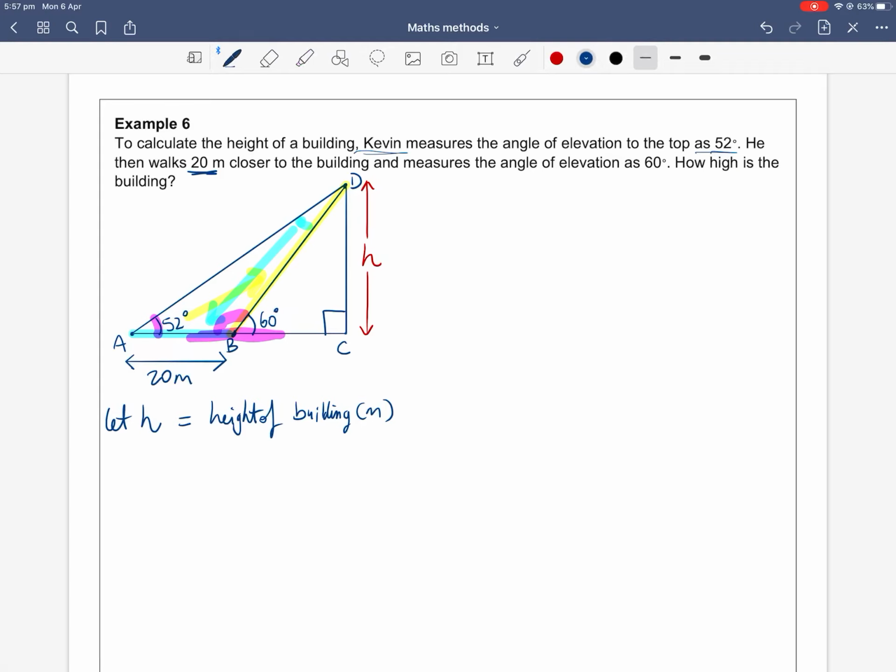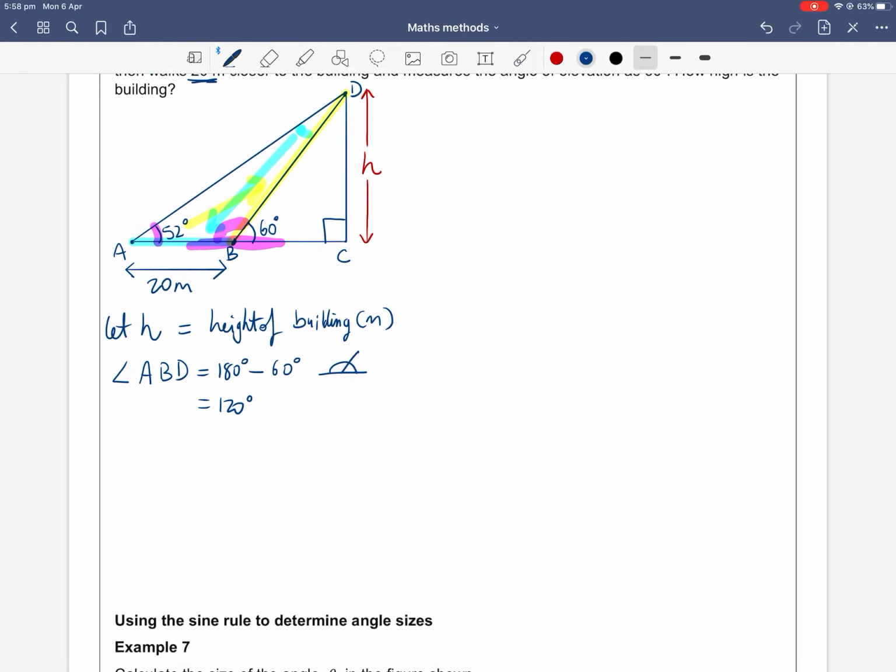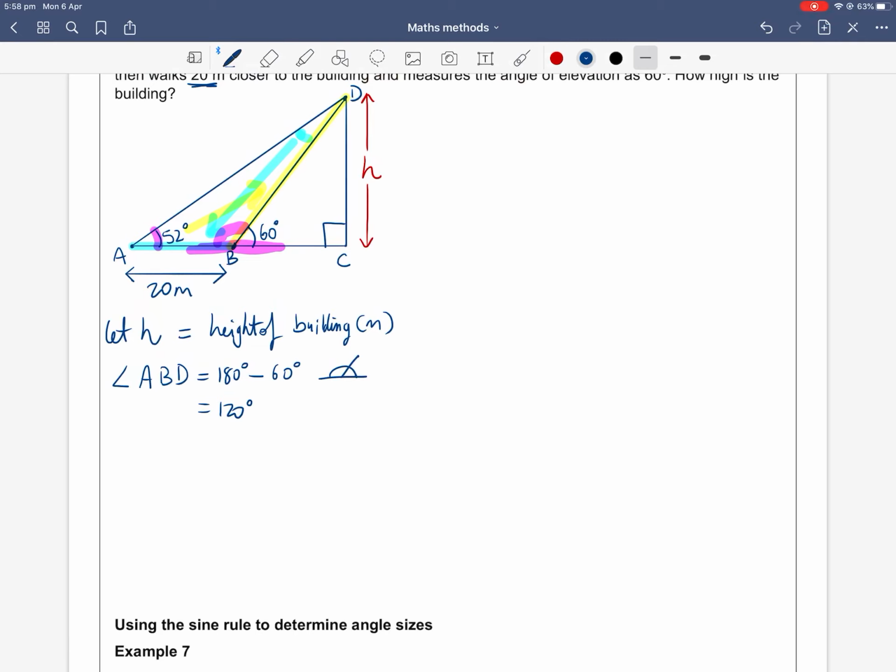So we can easily write that angle ABD, which is the purple angle. Oh, let me rub off the irrelevant one, not the 52 degrees one. The angle ABD is 180 degrees minus 60 degrees. Why? Because of supplementary angles, angles that lie on a straight line. So in other words, that's 120 degrees. Do not forget your degree symbol, otherwise it's assumed radians, and that's not good.